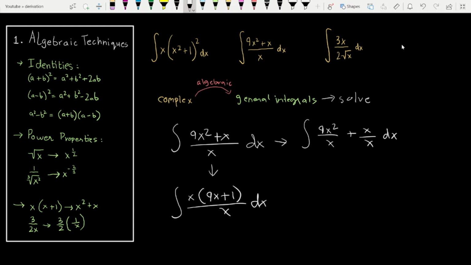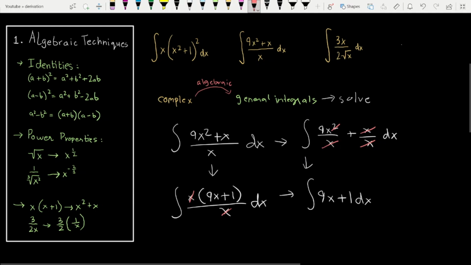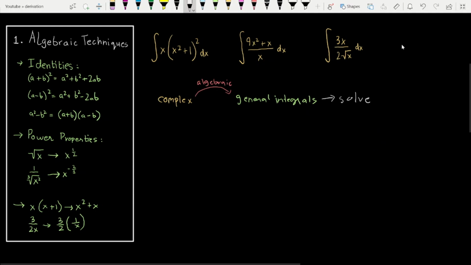And now what I can do is I can basically go ahead and cancel out the x's, so that x goes with that x, and over here I can cancel out this x with that, and I can cancel out this thing with that. So basically either way I'm going to be left with this thing, 9x plus 1 dx. Now I know I can split this integral into 2 parts, and then I can go ahead and apply the power rule on this. So our third integral is basically 3 times x divided by 2 times square root x.